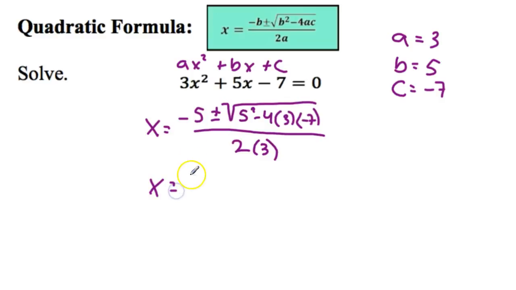And now we just get to simplifying. So there's minus 5. Okay, I leave that. Plus or minus the square root. Under the radical, that's what I want to simplify first. This is called the discriminant. You'll learn more about that in Algebra 2. But I'm not going to mess around. I'm going to go right to a calculator. So we have 5 squared minus 4 times 3 times negative 7.